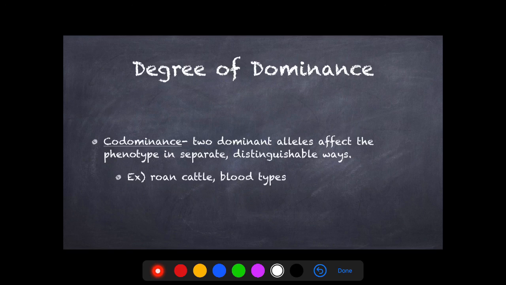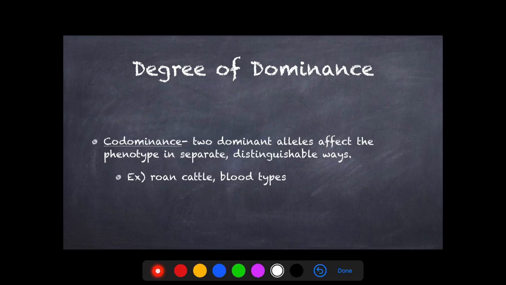Codominance is when two dominant alleles affect the phenotype in separate, distinguishable ways. So this is when you have roan cattle that I referred to before. If you put a brown cow with a white cow together, they could show codominance, because it could be a brown cow with white spots or a white cow with brown spots.